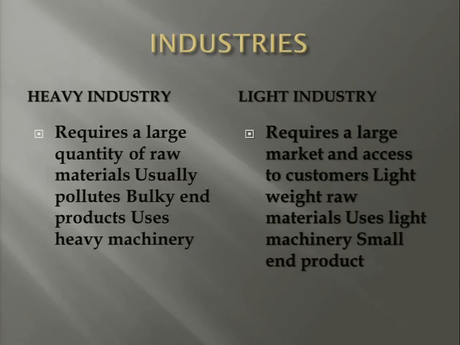And then now we have light industries. What are they? They require a large market and access to customers. What does that mean? Now they are closer to the CBDs where there's market. They use lightweight raw materials, and then they use light machinery, and obviously what they produce are little small things.